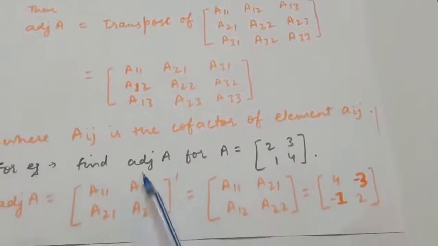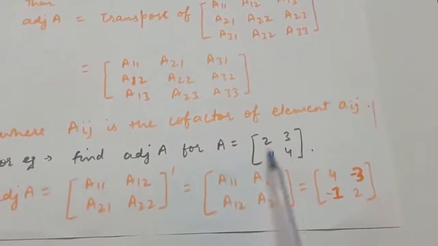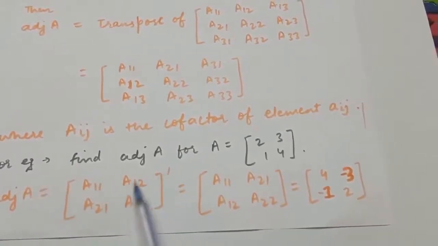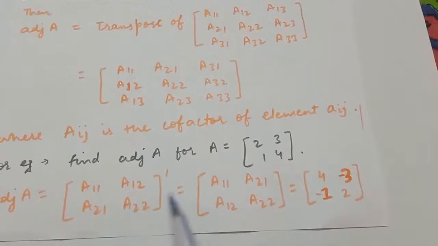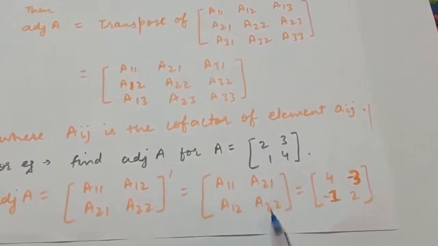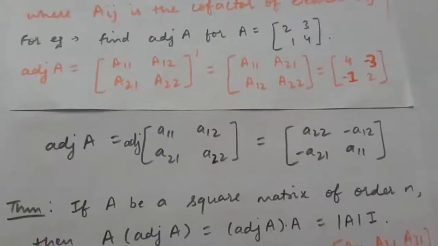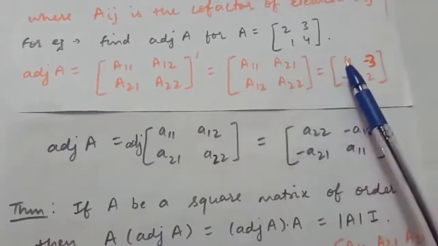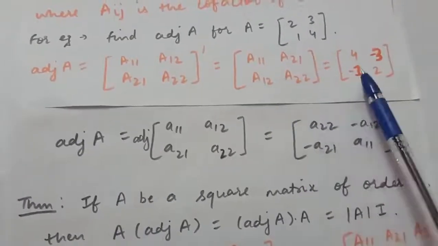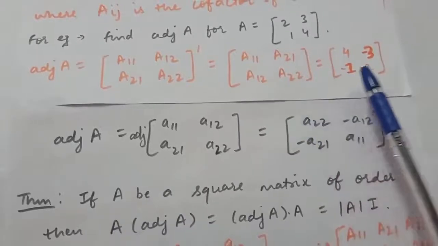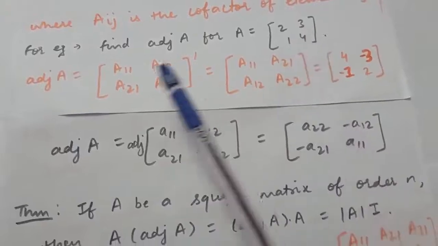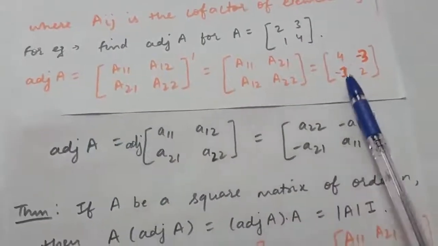For example, if you have to find the adjoint of A for the matrix this, so adjoint A will be transpose of the cofactors of the corresponding elements. So it will be A11, A12, A21, A22. So the cofactor A11 is 4, A21 is -3, A12 is -1, and A22 is 2. So if A is a 2 cross 2 matrix, then adjoint of A is this, right?